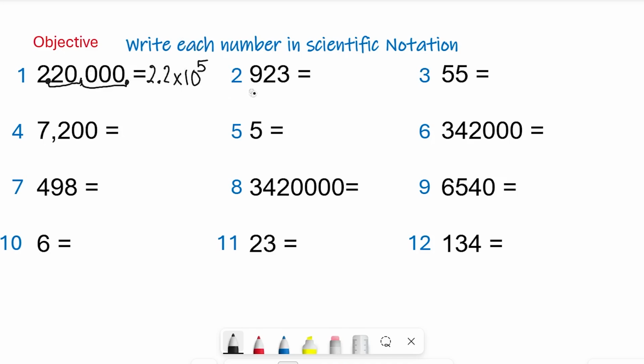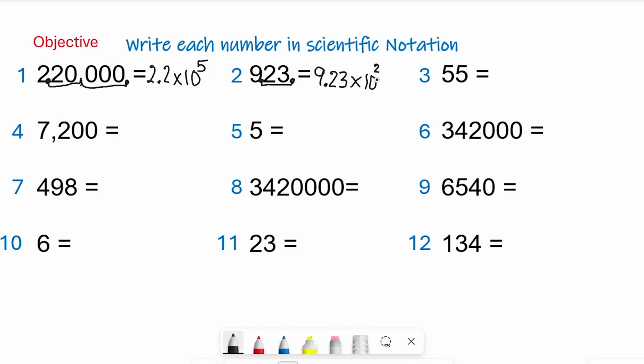And the next one is going to be number 2, and you don't see the exponent. The exponent is going to be always at the end, and I have to move this decimal point so that only one whole number should be in front of it. So that means that I'm moving it back only 2 units. So then the answer should be 9.23, and then it's going to be times 10 to the second power. That means I move the decimal back 2 units.